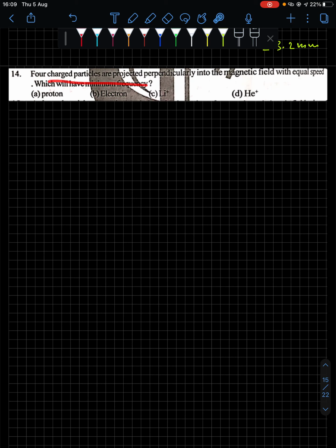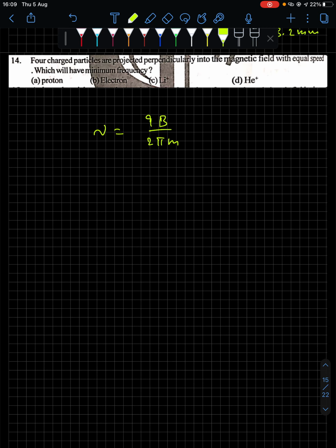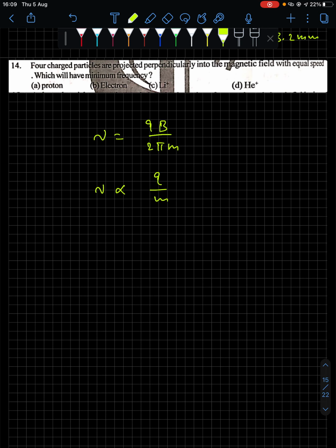So you have four charged particles and they are projected perpendicularly into a magnetic field with equal speed. Which one will have minimum frequency? So what was the relation for frequency? QB by 2 pi m was the relation, right? So you see here in this situation, except charge and mass, rest of the things are constant. Like magnetic field is constant, 2 pi is constant.